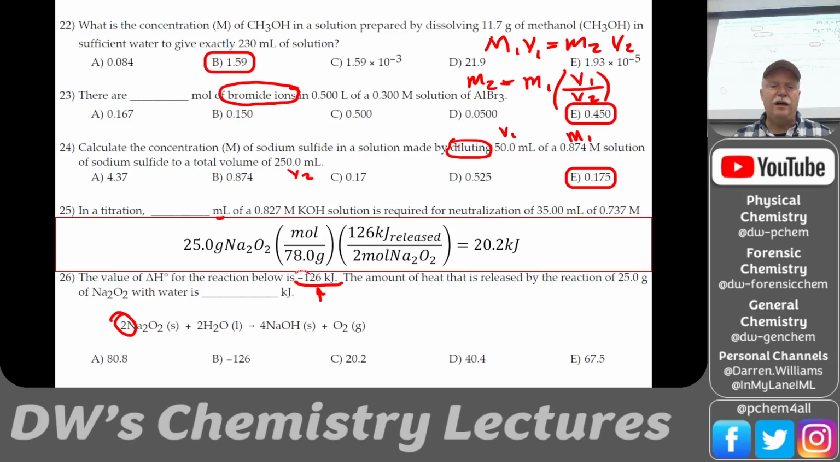Now the minus sign, whenever we use this word released, that can get rid of that minus sign. So it's 126 positive kilojoules are released. That minus sign means released. And so we can say 20.2 kilojoules were released by 25 grams of sodium oxide. Questions? Okay.